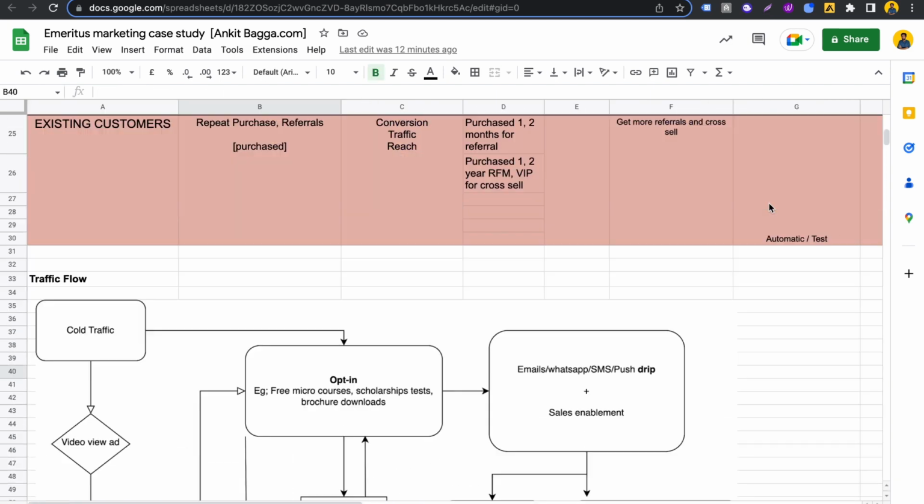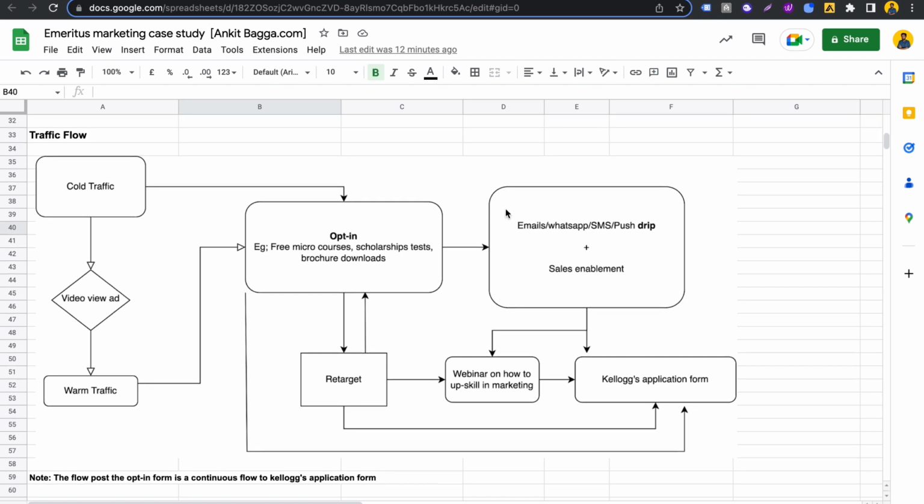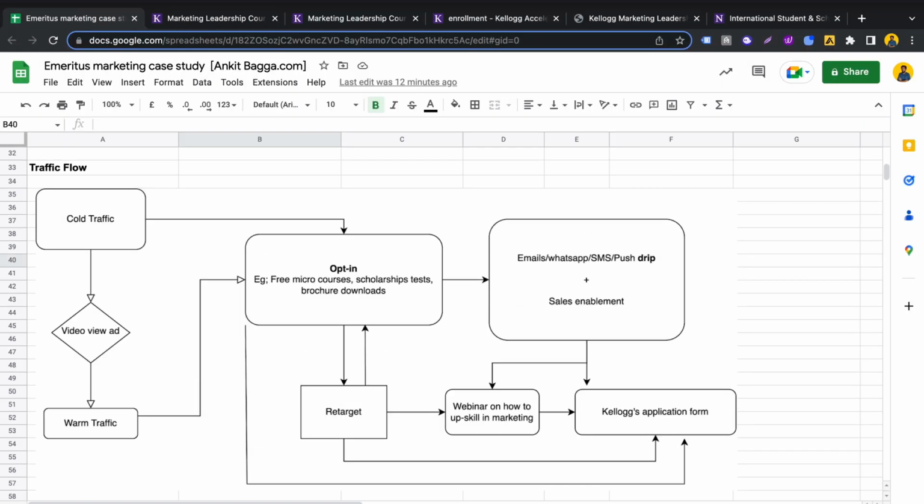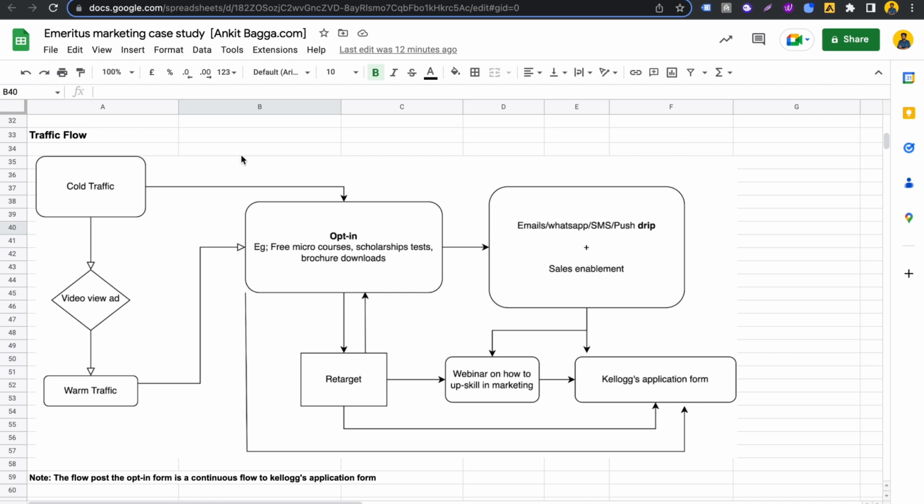So if I were to actually tell you how this entire thing will play out, this is how the traffic flow is going to be, right? So first up, people will be coming in as cold. They will be watching your video. They will then convert into warm audience depending on to what extent they have really watched your video.